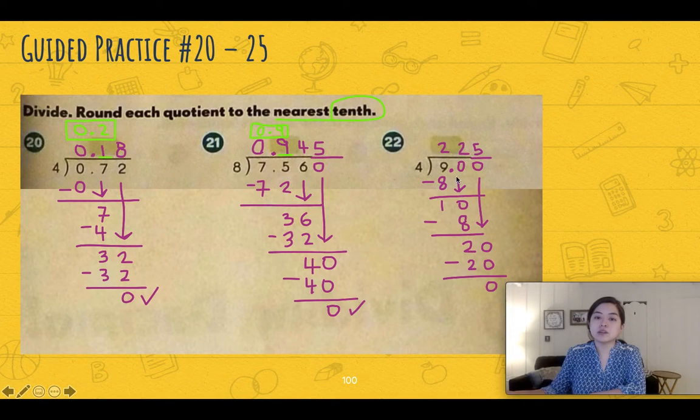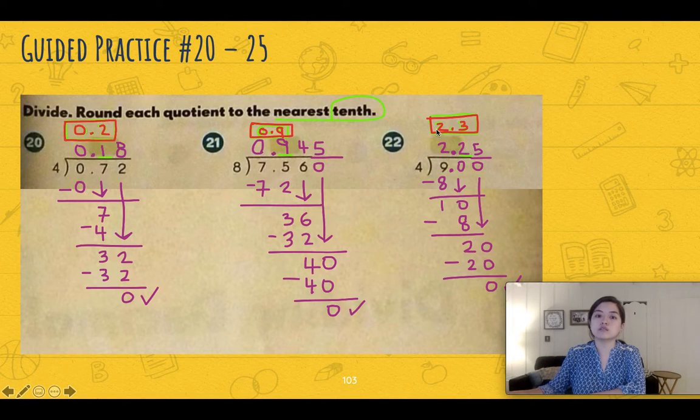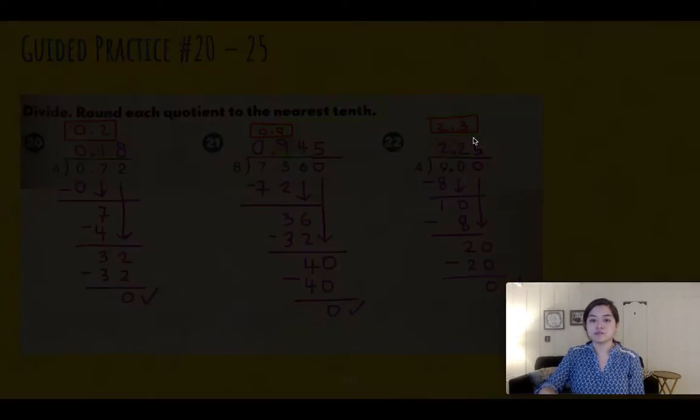And I got a 0, but I can't forget my decimal point right there. And so I'm going to focus on the tenths because I have to round it to the nearest tenth. I look at the hundredths. It's a 5, so that means I have to increase that by 1. So that's 2.3. And I just retraced it in red just in case it was hard for you to see the rounded answer that was in light green.